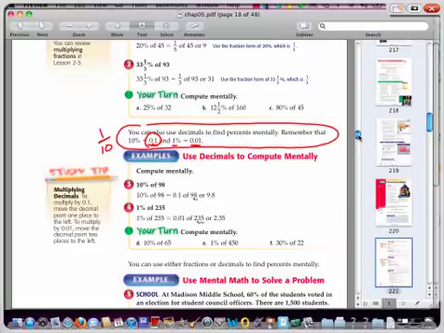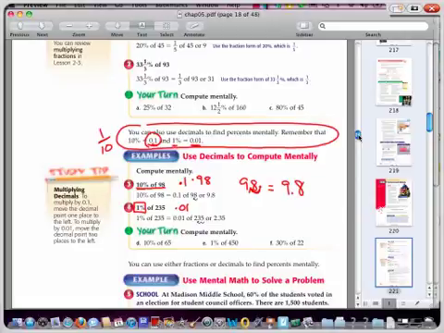So what they're saying is, if I've got a problem like this that says 10% of 98, well, let's think of this as 0.1 times 98. And if you're taking a tenth times 98, we have to move the decimal. So we're going to get 98 and move the decimal place over one place. So it was right over here. We move it over one, and we get 9.8 for my answer.